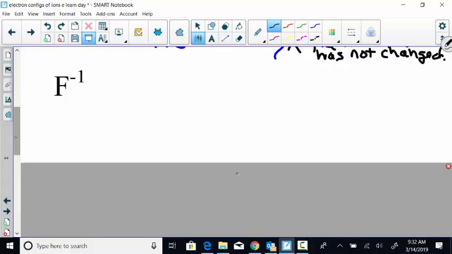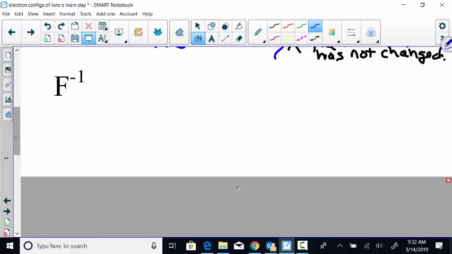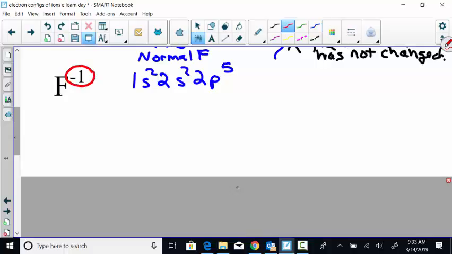Now, if I look at fluorine, fluorine is 1s2, 2s2, 2p5. Now, this is normal fluorine. That's what its electron configuration will be. But then you need to realize, what does this 1 minus mean? That means it gained 1 electron. So this is going to pick up 1 extra electron.